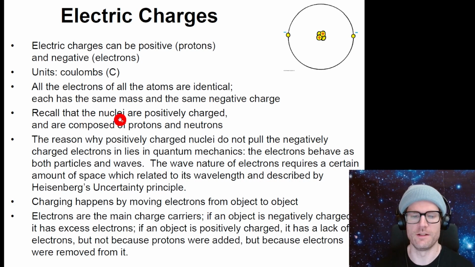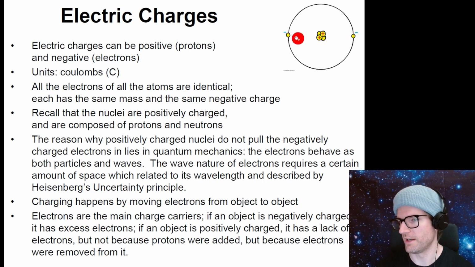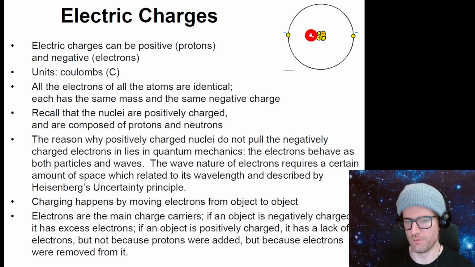And nuclei are positive charge and are composed of protons and neutrons. So this is an atom. It's got 2 electrons and a nucleus with 2 protons, 2 neutrons. That looks like helium, helium-4. Okay, the electrons are negatively charged, the protons are positively charged, and the neutrons have no charge.